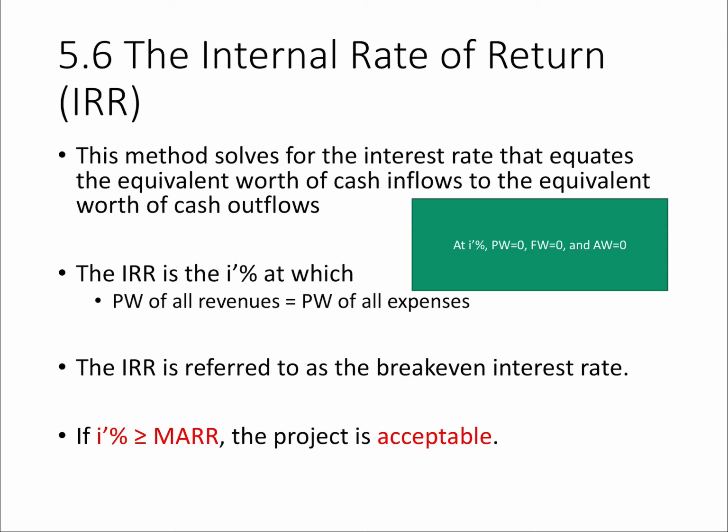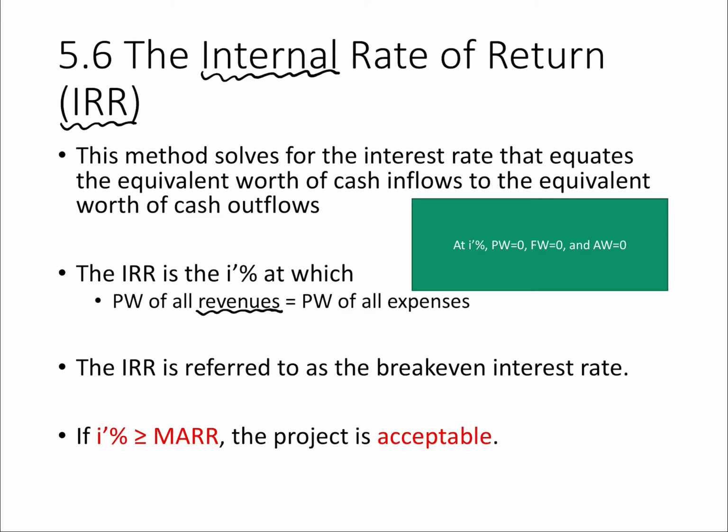So in what cases do you want to use these different types of methods? The first of the two methods is called internal rate of return. Internal, okay. The next method is going to be called the external. Just to give you a heads up. It's shortened as IRR, internal rate of return. When do you use it? This method solves for the interest rate that equates the equivalent worth of cash inflows to the equivalent worth of cash outflows. What does it mean?